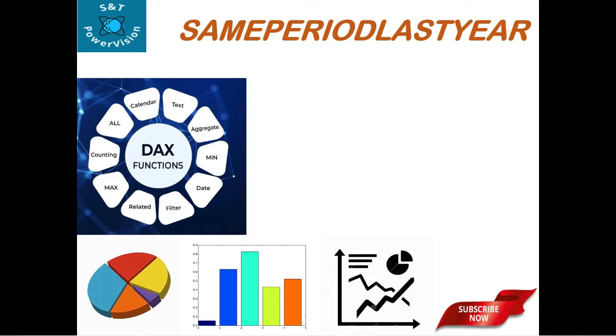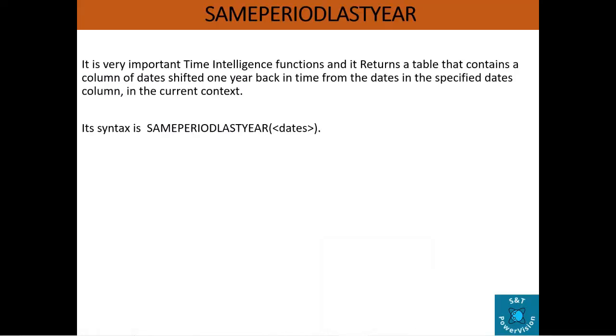In this video we will learn about one of the important DAX functions, called SAMEPERIODLASTYEAR. Now we'll see in more detail what it actually is and how it works. It is one of the very important time intelligence functions, and it returns a table in the specified dates column in the current context. Its syntax is SAMEPERIODLASTYEAR, and we have to give the input as a date.